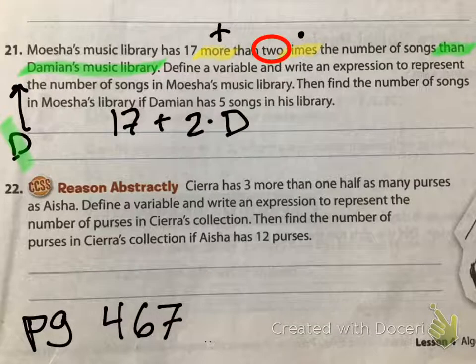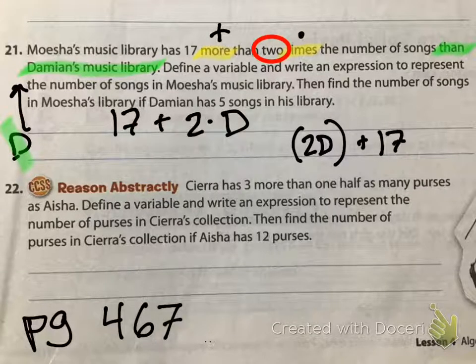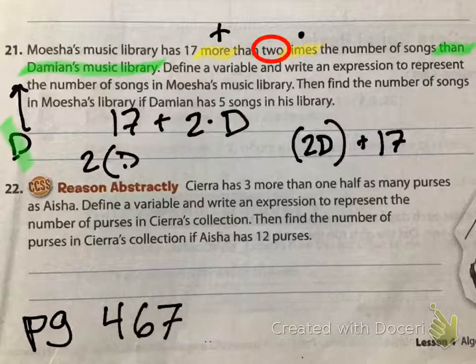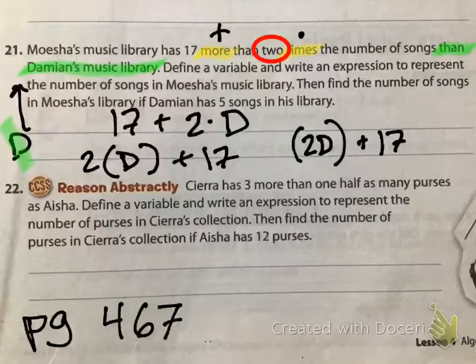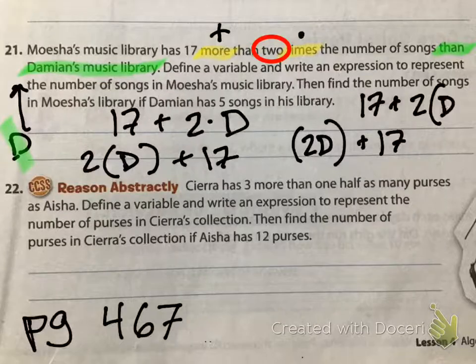How many of you got a formula that looked like this? So Elsie brought up, what if we wrote it like this, 2D plus 17? Yeah, that's correct. Even this one, are you ready? We could even have 17 plus 2D. All of these are different ways to write the same thing. They are all correct.